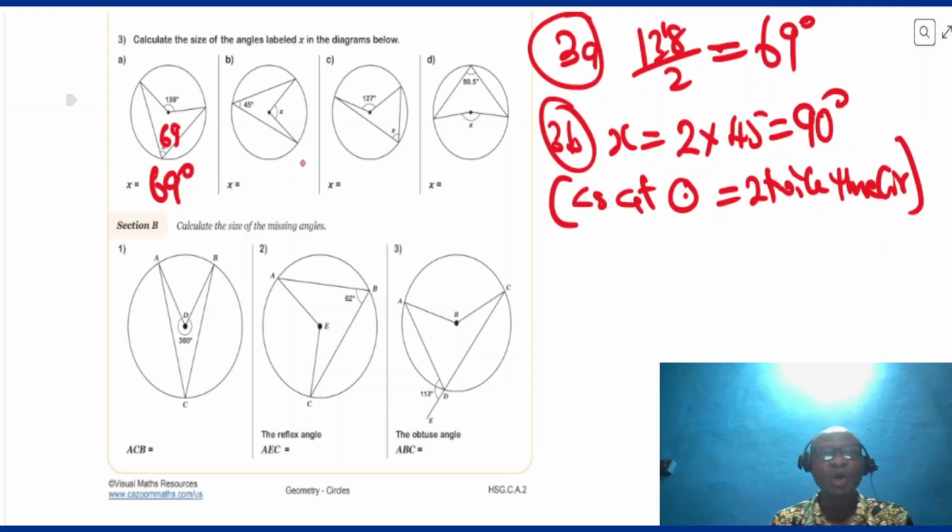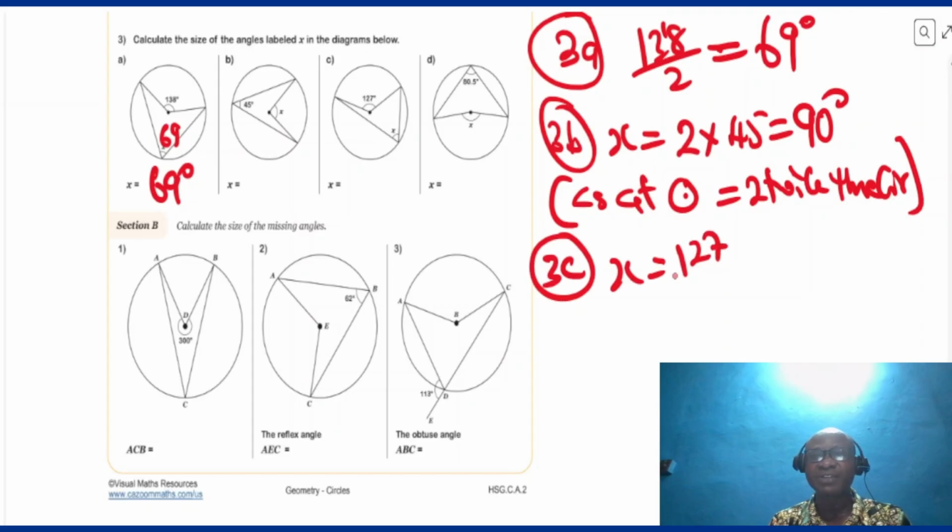Yes, sir. So if I multiply the circumference by 2, I get the center. That is why the value of x here is 90 degrees. Let's go to question number 3C. I am asked to find x, but it's still the same thing. How do I get x? X is equal to 127 divided by 2, which is going to give me 63.5 degrees.